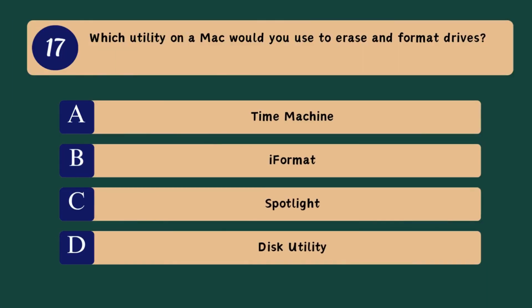Question 17. Which utility on a Mac would you use to erase and format drives? A. Time Machine. B. iFormat. C. Spotlight. D. Disk Utility. Correct answer: D. Disk Utility.